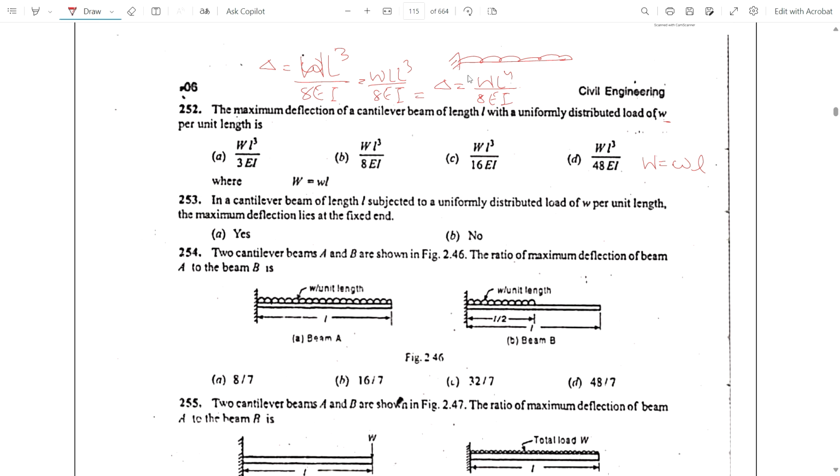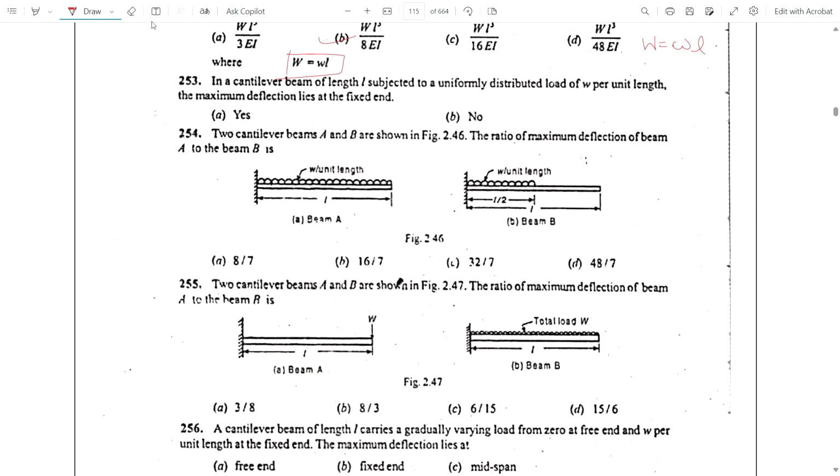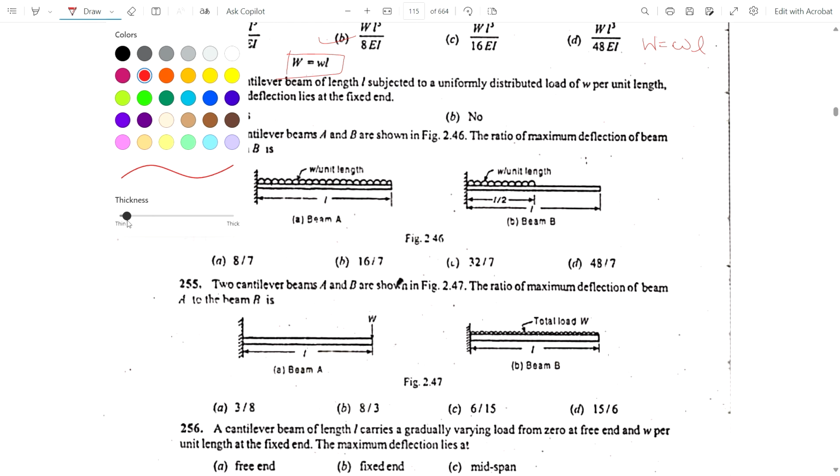It is wL^4 by 8EI, where small w means load per unit length. They sometimes give it in the form capital W L cube by 8EI. Don't make a mistake; sometimes it is confusing in the exam. They give options like W L cube by 8EI and small w L to the power 4 by 8EI. Uniformly distributed load is per unit length, and capital W is equal to wL. Remember this. Option B is the correct answer.